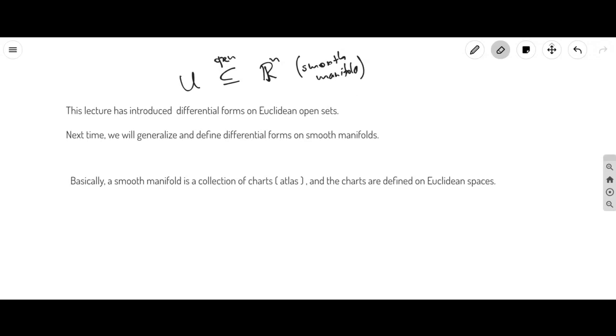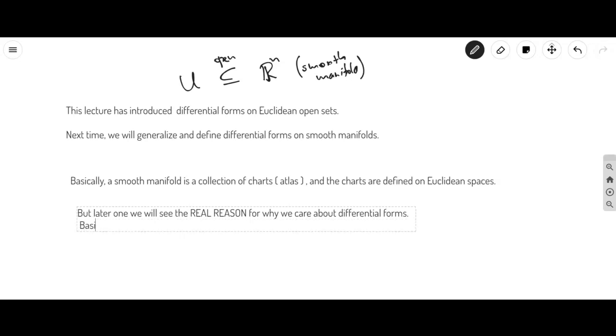And like I said, I understand that these definitions are not very motivating. It's not clear why we want this. But later on, we will see the benefit, the real reason for why we care about differential forms. At the moment, it's not very clear, but basically, differential forms are invariant under coordinates. And you will see what that means when we get to integration.